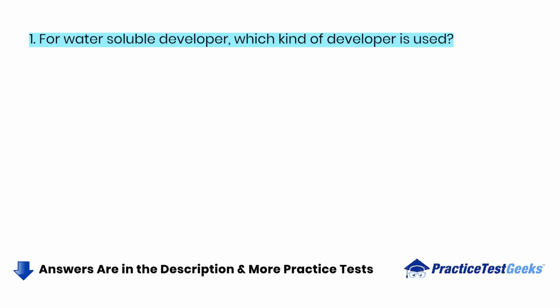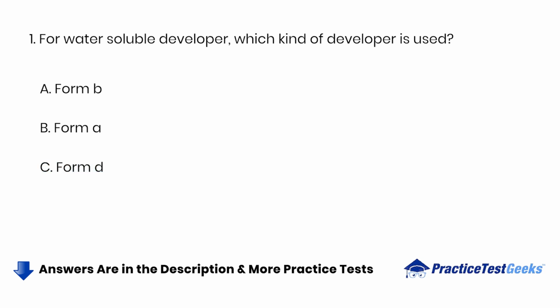For water-soluble developer, which kind of developer is used? A. Form B. B. Form A. C. Form D. D. Form C.